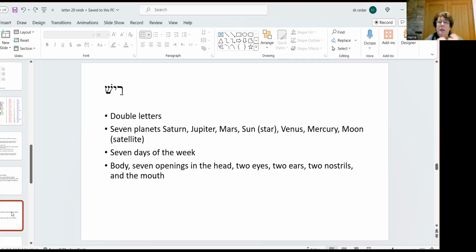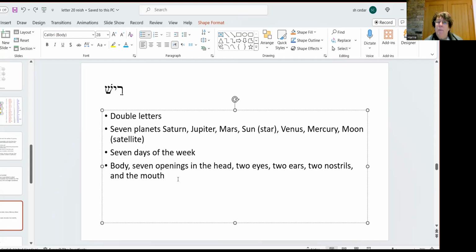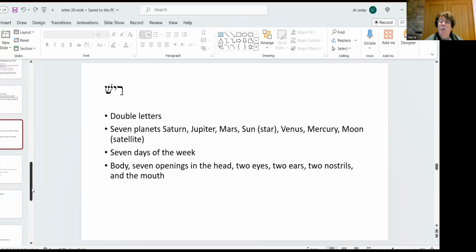The double letters, obviously, as there's 7 of them, they signify days in time, the days of the week. But there are also 7 planets associated with the double letters. One of them is a star called the sun. Obviously, in ancient times, they didn't know everything about planets and stars and satellites, such as the moon. And not only days of the week and these 7 planets are associated with these 7 double letters, but also the 7 openings in the head, which is why they're ascribed different openings in the head, because there's 7 of them. 2 eyes, 2 ears, 2 nostrils, and 1 mouth. Probably that's why we should be very careful what we speak, because there's just the 1 mouth. We should listen more and speak less.